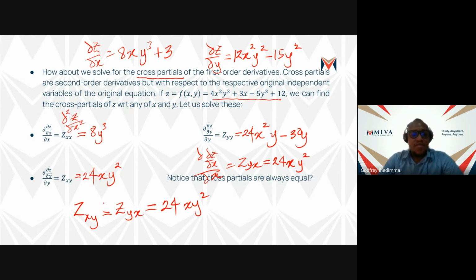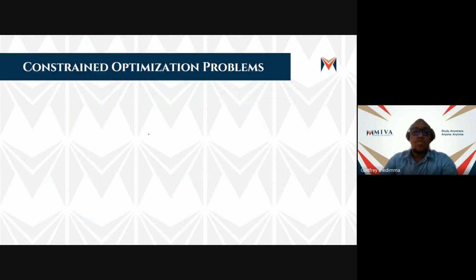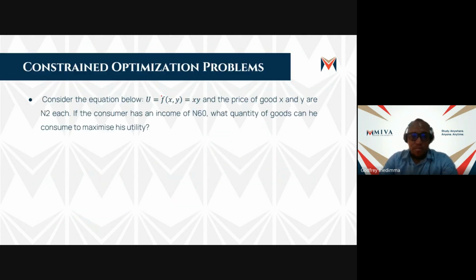So cross partials means here we have a function that was originally differentiated with respect to x and later differentiated again a second time with respect to y. And this other one means an original function which was first differentiated with respect to y and differentiated a second time with respect to x. So whether you differentiate with respect to x and later y, or y and later x, you will get the same answer because they are cross partials. Okay, so moving on, I had the provision for that written here. Yeah, so we can now go on to solving constraint optimization problems.